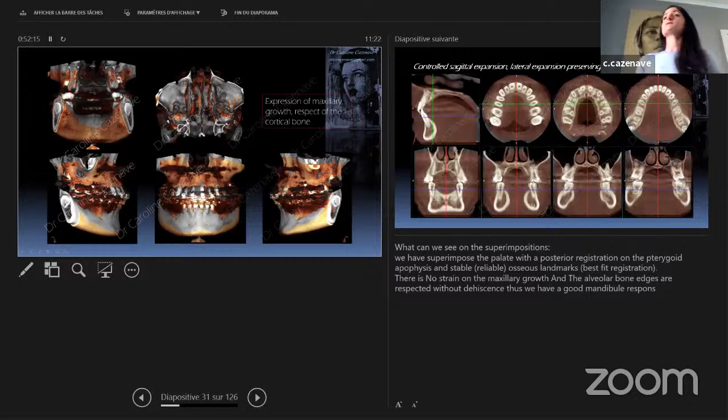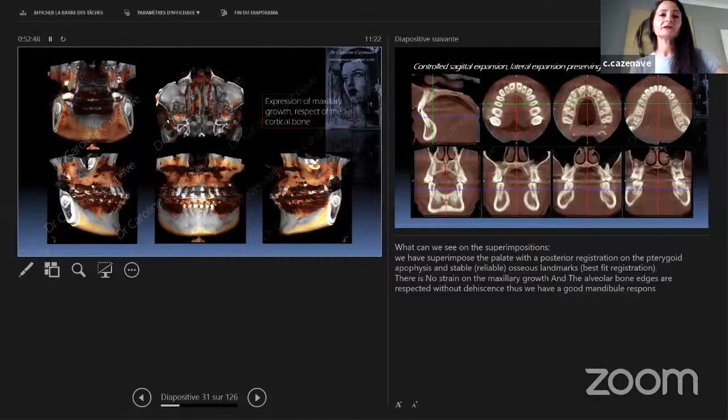What can we see on this superimposition? We have superimposed the palate with a posterior registration on the pterygoid apophysis and stable osseous landmarks. So it's a best fit registration. There's no strain on the maxillary growth, and the alveolar bone is respected without descent. And we have a good mandible response.